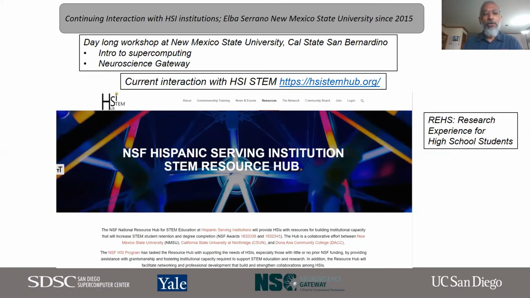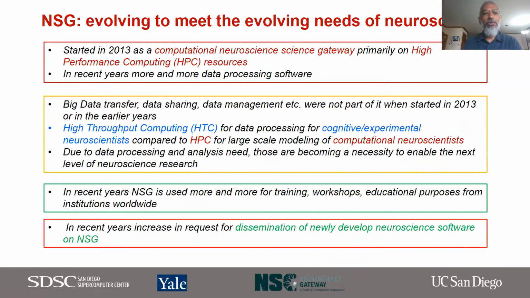And we also work with underrepresented institutions. So here is one example. HSI STEM is a group of multiple HSI universities, and we do interaction and collaboration with them to see how they can use NSG for education, outreach, and training. We also have research experience for high school students. I will talk about it later.